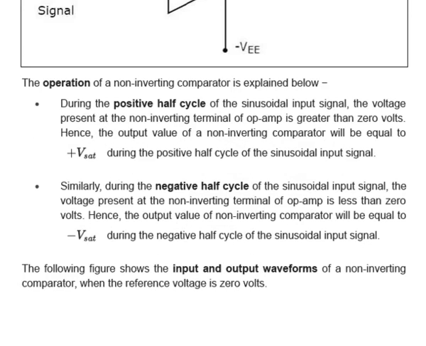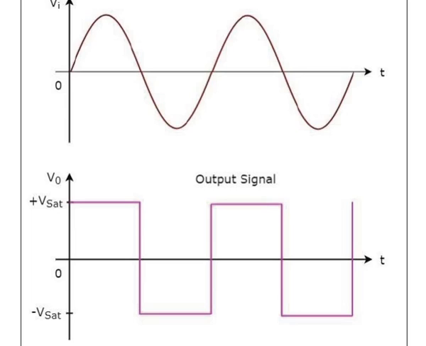Similarly, during the negative half cycle of the sinusoidal input signal, the voltage present at the non-inverting terminal of the OPAMP is less than 0 volt. Hence, the output voltage of the non-inverting comparator will be equal to minus V saturation during the negative half cycle of the sinusoidal input signal. Now, this is the diagram showing the corresponding input and output.